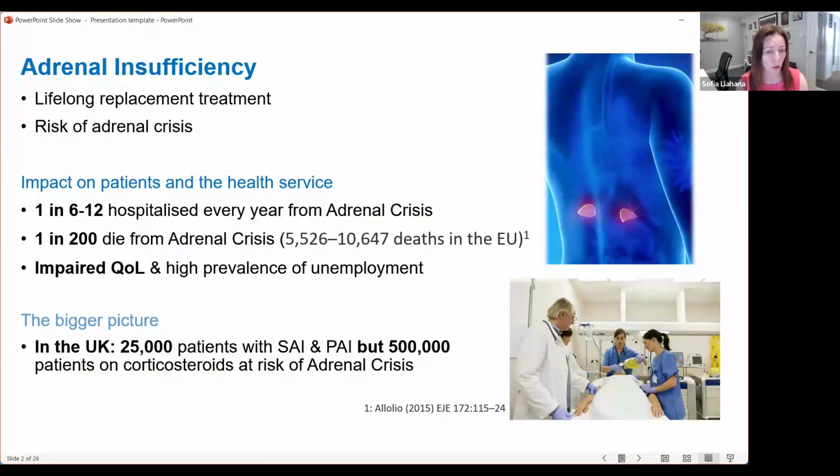The other thing that is not very well researched is the bigger picture. We know in the UK there are about 25,000 patients with diagnosed adrenal insufficiency because of pituitary or adrenal problems. However, there are about 500,000 patients on corticosteroids and immunotherapy at a time who are at risk of adrenal crisis because of suppression of adrenal function. So this is a much, much bigger problem that we are not very aware of at this point, and there is a lot of work that needs to be done.